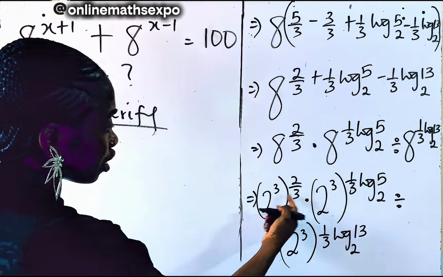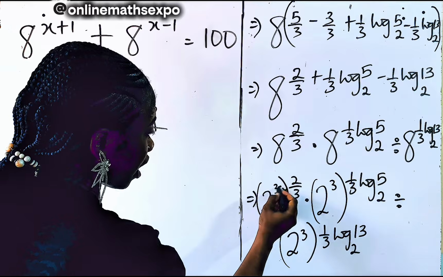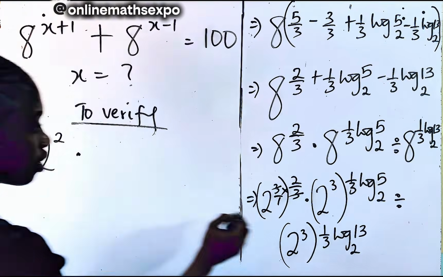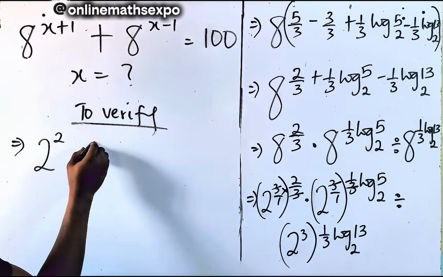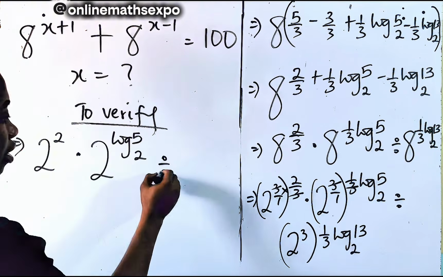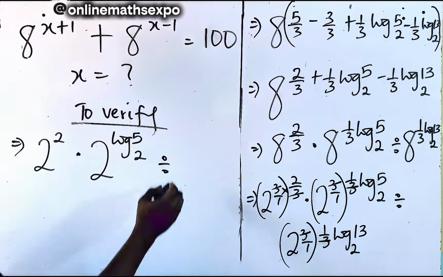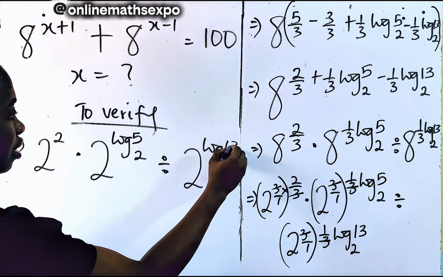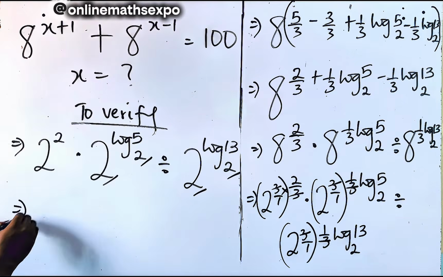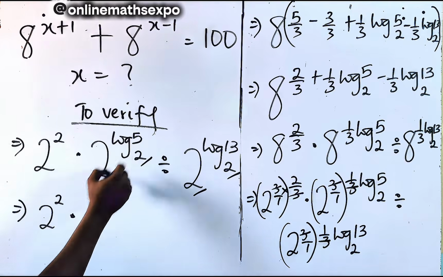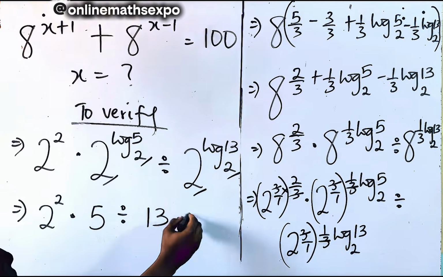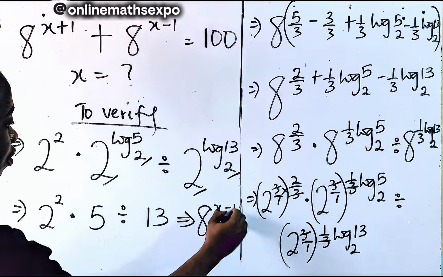Simplifying, remember we said these powers multiply. And if you multiply, this will take off. You have 2 to the second power is multiplied by, do same here, this will take off. So we have 2 to the power of log 5 base 2 is divided by, this is over 1, it takes off. So we have 2 to the power of log 13 base 2. These two are the same as well as this. So we are going to have 2 to the power of 2 multiplied by 5 is divided by 13. So this is what we have for 8 to the power of x minus 1.